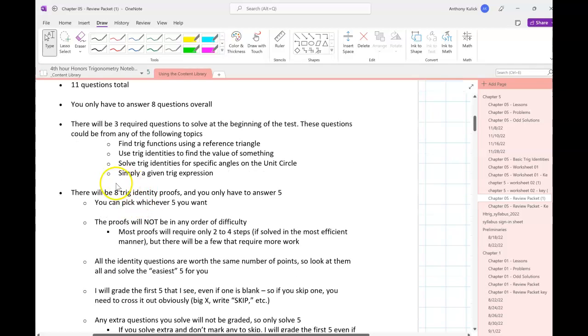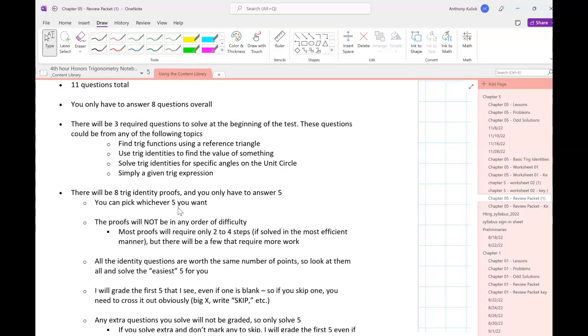Okay. The other 8 questions are going to be identity proofs. You can do any 5 you want. So in the case like Elena says, sometimes I look at it, I'm just not sure what to do. Well, you can skip 3 of those if you're just like, I don't have a clue what to do with this. Great. I'm sympathetic to that. I know that these are not easy to look at and instantly know what to do.